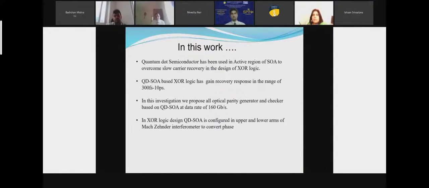So in this work, first of all, we have implemented quantum dot so that we can increase the data rate. Secondly, we have used 200 Gbps, and we have used quantum dot in the upper and the lower arm of the Mach-Zehnder interferometer. So in the upcoming slide, I will show you the Mach-Zehnder interferometer.